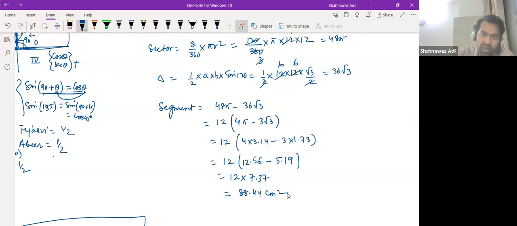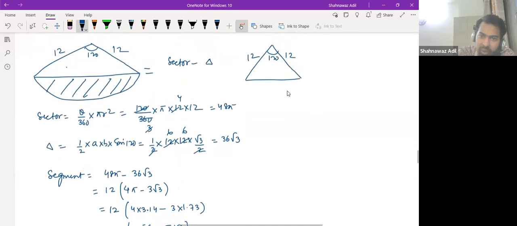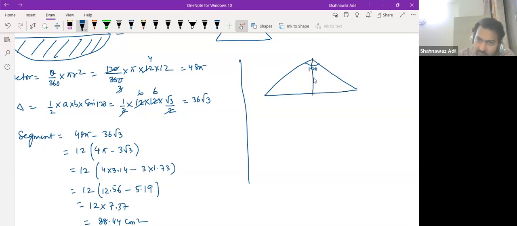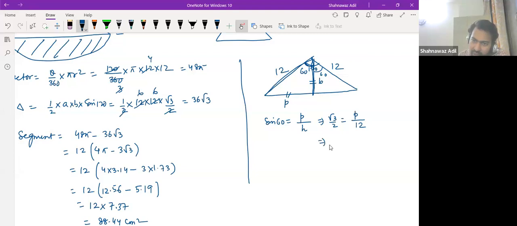Yeah. So please note it down, and we can also find the area of the triangle in a different way, right? So I also want to tell you guys that we have this triangle. This is 120, and if I drop a perpendicular, this is 60, this is 60. This is 12, the hypotenuse. This is the angle. So I can calculate this base and this perpendicular. So sine of 60 is perpendicular by hypotenuse. So root 3 by 2 is perpendicular by 12. So the perpendicular is 12 root 3 by 2, which is 6 root 3. So this length is 6 root 3.